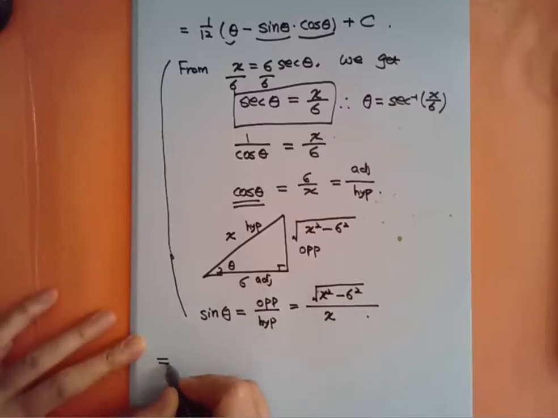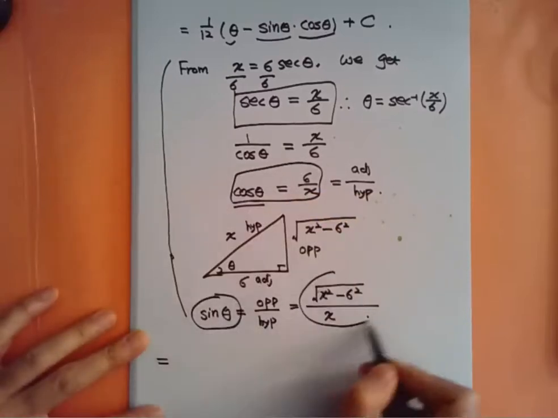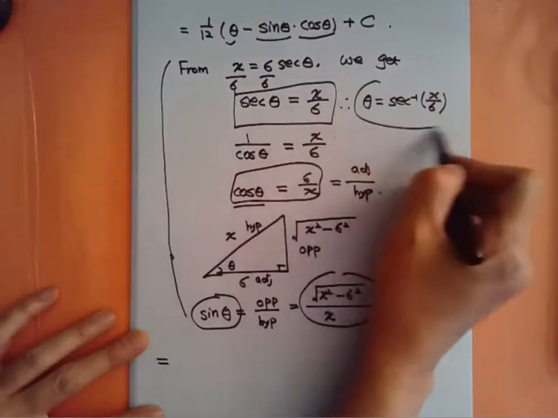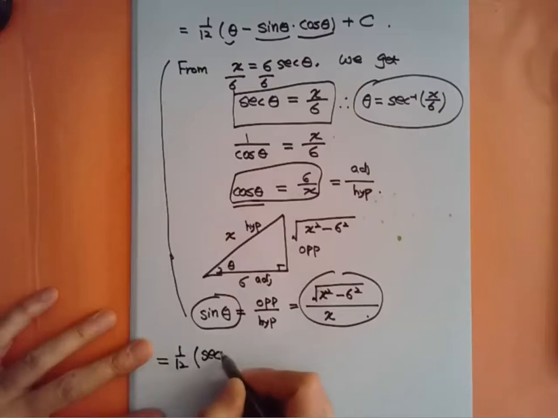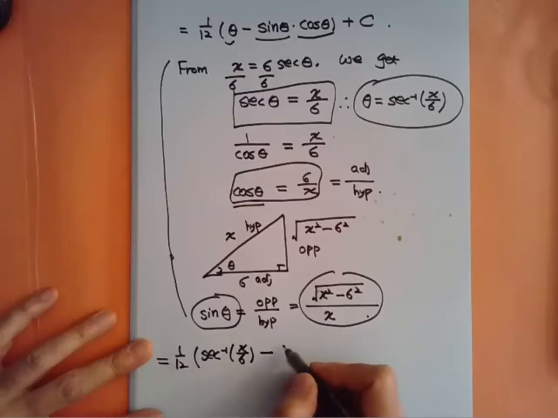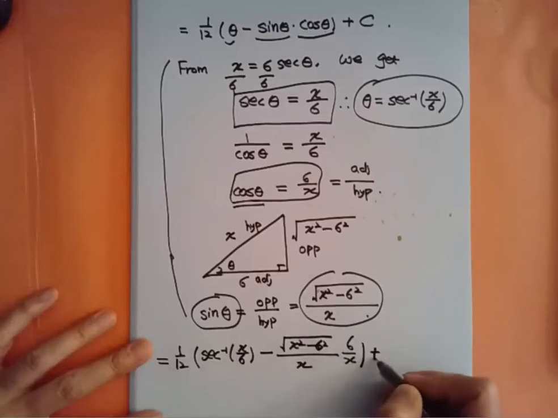So let's do substitution. Cosine is obtained here, and sine is obtained here, and theta is here. All we need to do is substitution. So 1/12, theta was secant inverse of x over 6 minus sine of theta is square root of x squared minus 6 squared over x times cosine is 6 over x plus c.